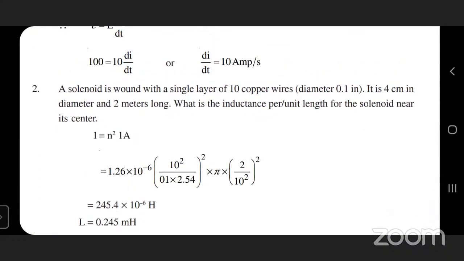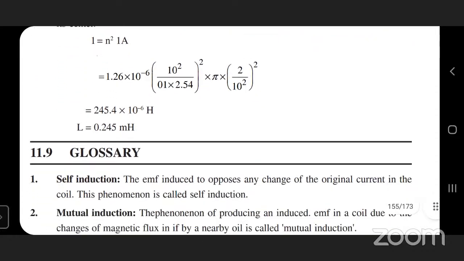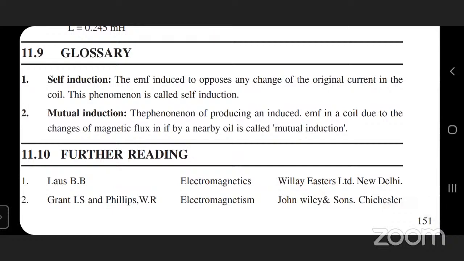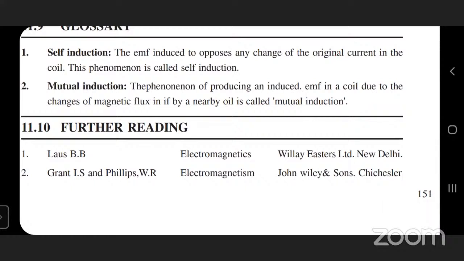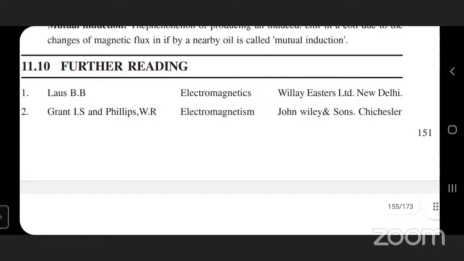For the self-inductance of a solenoid, that is also to be calculated. You can follow that L equals mu naught n square l. You need to know what self-inductance is: the EMF induced to oppose any change of the original current in this coil. This is self-inductance. So what is the phenomenon of mutual inductance? The phenomenon of producing an induced EMF in a coil due to the change in the magnetic flux in it by a nearby coil is called mutual induction.